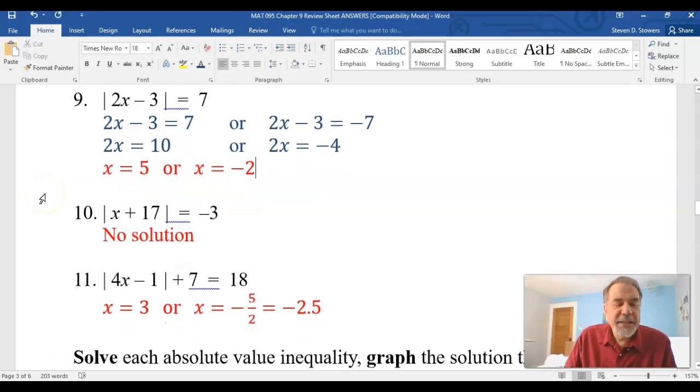Number 10 says the absolute value of x plus 17 equals negative 3. But when you see that negative number over there, you know there's no solution because absolute value of anything can never be negative.